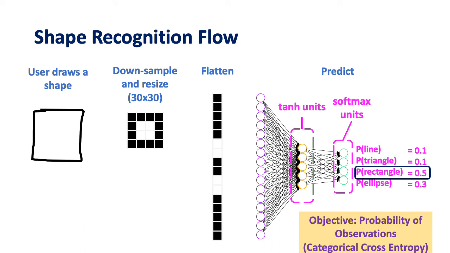When we train this neural network, we will be using a different objective function known as categorical cross entropy, which is the probability of the observations.